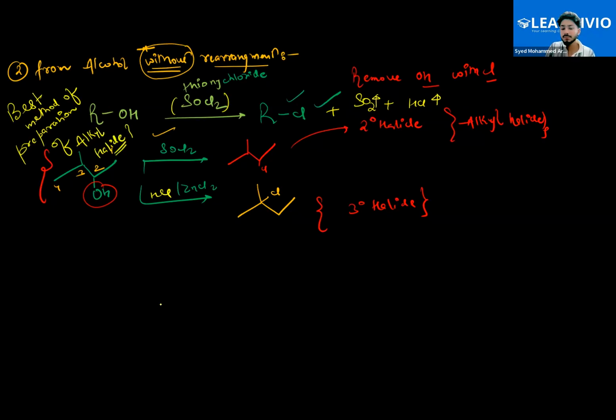The best method of preparation of alkyl halide, or you can say haloalkane. Why is it the best method of preparation? Because these are two gases, in the gaseous form. So if I perform this reaction, my byproducts will escape out in the form of gases, and I am just left with my alkyl halide. So this is the best thing. I'll just get my pure alkyl halide. Are you getting my point?